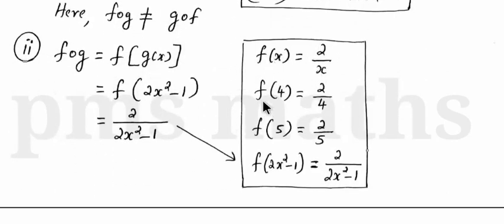Then find out f of 4. For example, f of 4 is nothing but 2 by 4. f of 5 is 2 by 5. Just substitute x is equal to 4 here, and here substitute x is equal to 5.